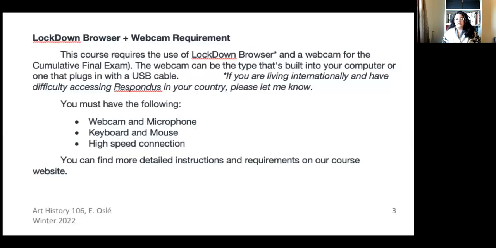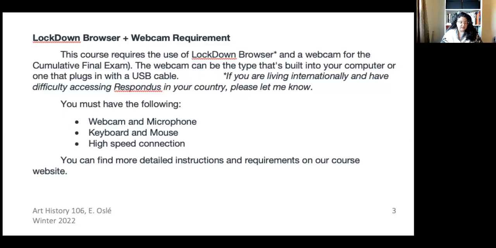So one of the things that is really important to know and to know early is that you will need to use the lockdown browser with a webcam to take your cumulative exam at the end of the semester. So if you are living internationally and you have difficulty accessing, you've got to let me know as soon as possible.